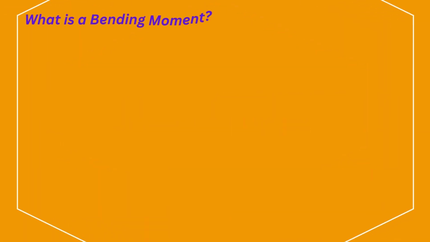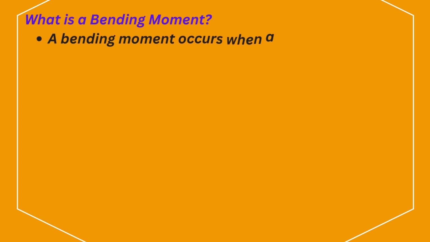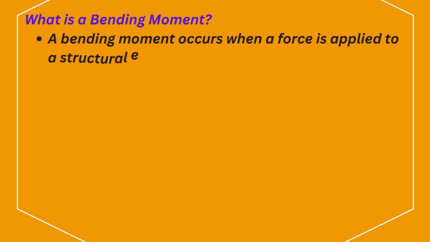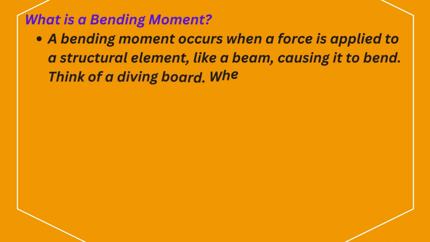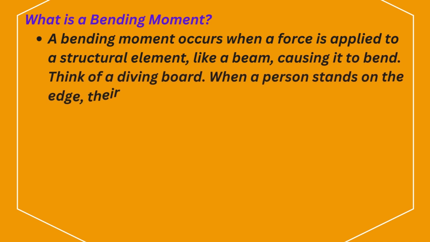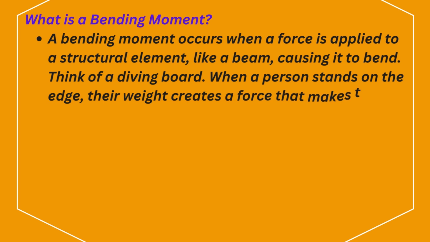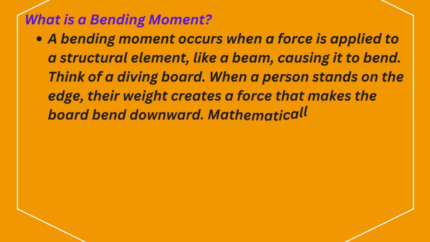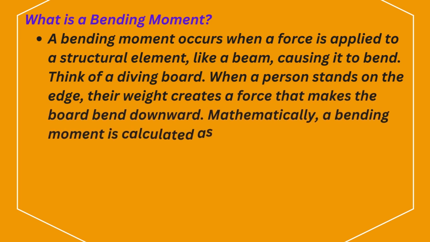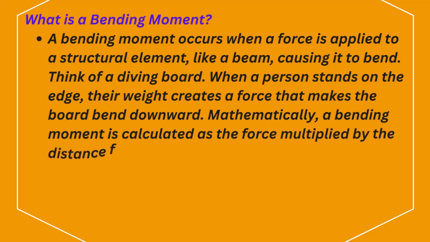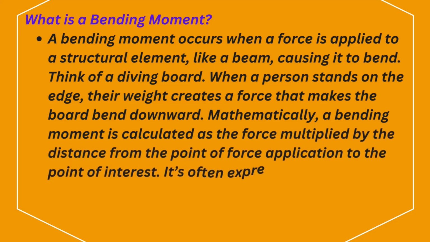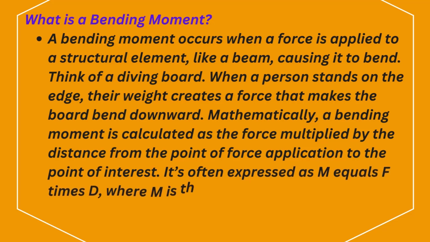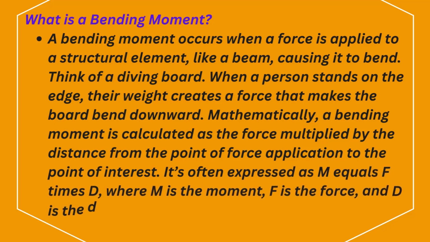Let's jump right in. What is a bending moment? A bending moment occurs when a force is applied to a structural element, like a beam, causing it to bend. Think of a diving board. When a person stands on the edge, their weight creates a force that makes the board bend downward. Mathematically, a bending moment is calculated as the force multiplied by the distance from the point of force application to the point of interest. It's often expressed as M = F × d, where M is the moment, F is the force, and d is the distance.